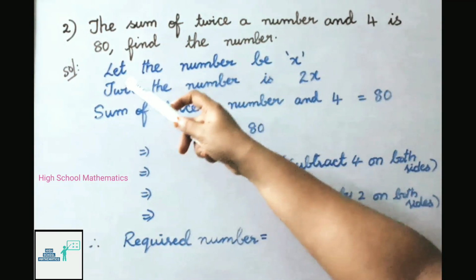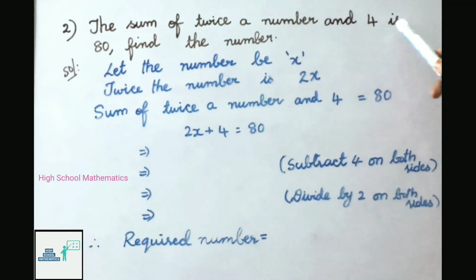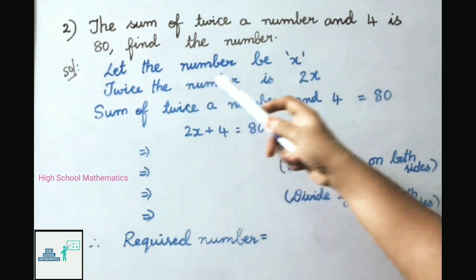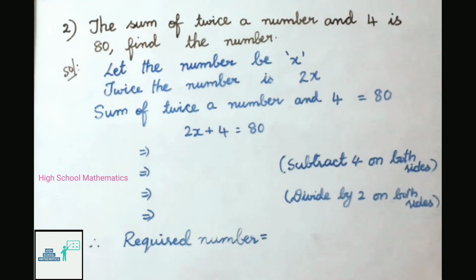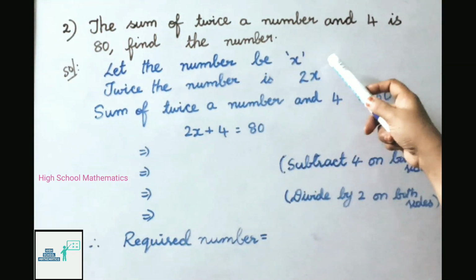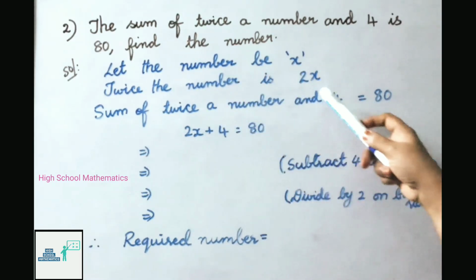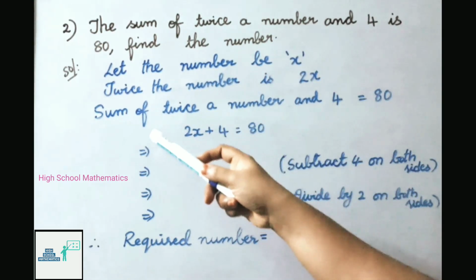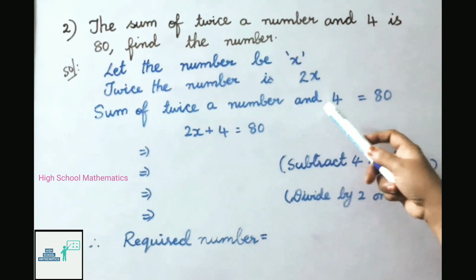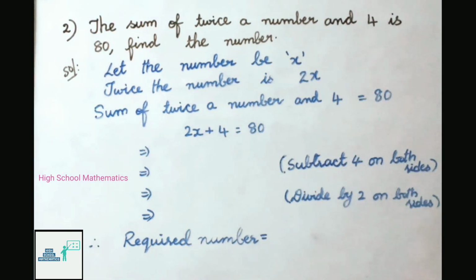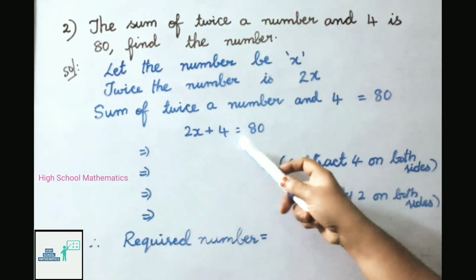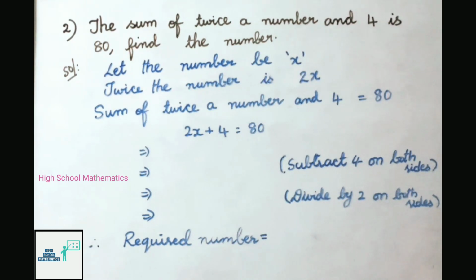See now question number 2. The sum of twice a number and 4 is 80. Find the number. Let us see the solution. Let the number be x. Twice the number is 2x. They have given sum of twice a number and 4 is 80. So we have written 2x plus 4 equals 80.